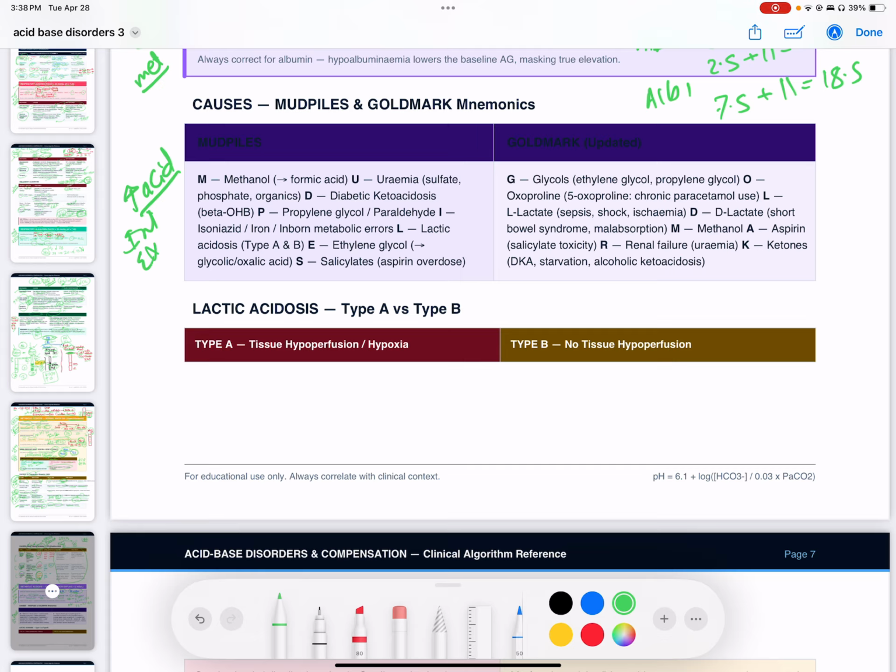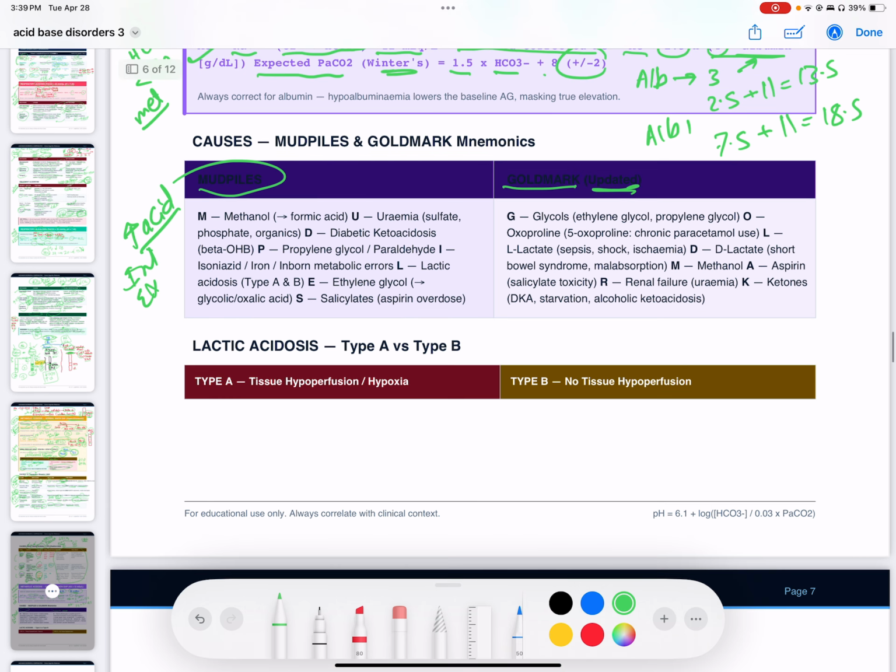So there are different mnemonics for that. I'm sure everyone is aware of this, whether the MUDPILES or the updated one, which is more comprehensive, which is the GOLDMARK. So let's go through this mnemonic. Number one, M stands for methanol, which forms formic acid. Again, we added acid. Uremia can increase the sulfate, phosphate, organics, different acids. It can be D, diabetic ketoacidosis. And again, here you are adding acid.